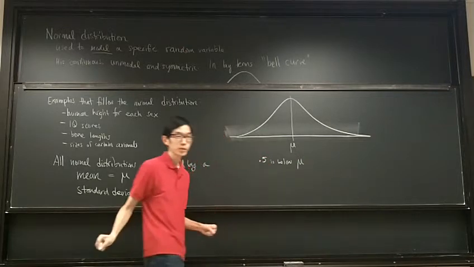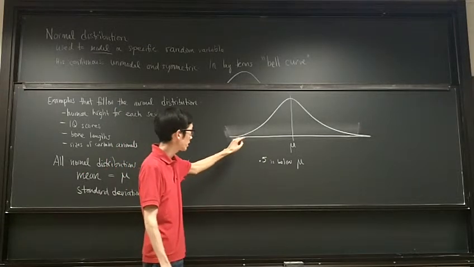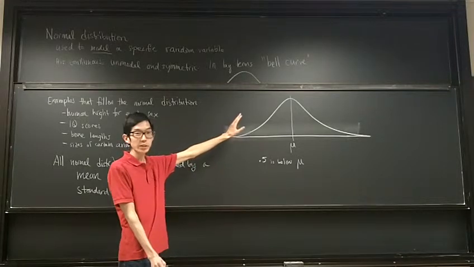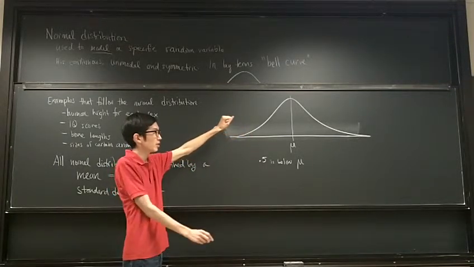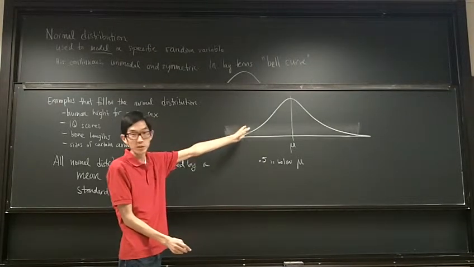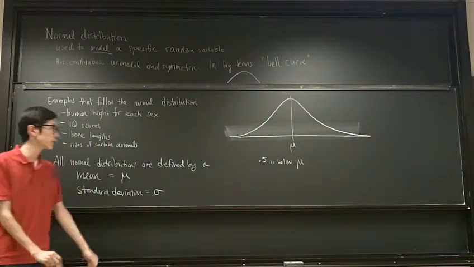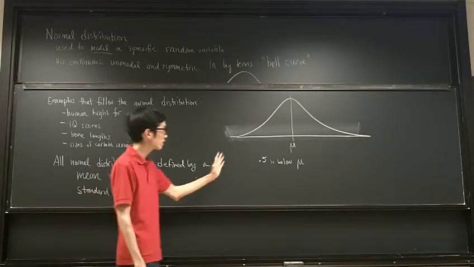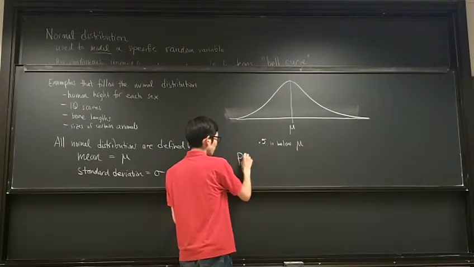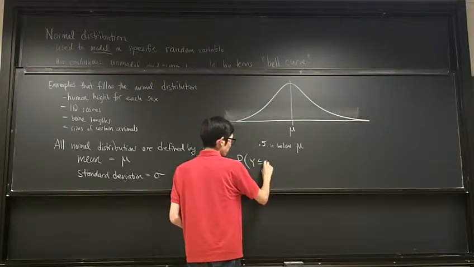And another way I could write this is that, if I were to pick a random number from the normal distribution, if I were to pick a value from the normal distribution, what's the probability that that value is less than mu? 0.5. And we would write something like this. The probability that y is less than or equal to mu.